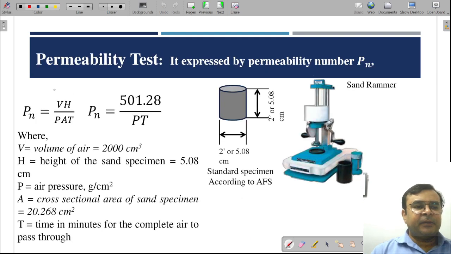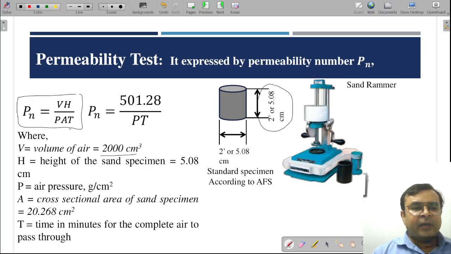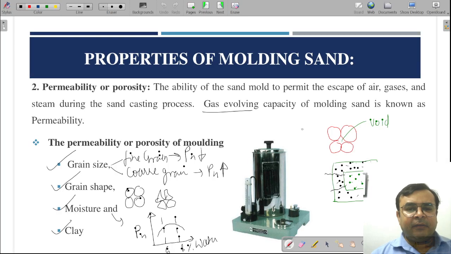Permeability is represented by the permeability number, Pn = V·h / (p·A·t), where V is the volume of 2000 cc of air that can be moved through the standard specimen, h is the height of the specimen, which is 2 inch, that is 5.08 cm, p is the pressure, A is the area of cross section of this standard specimen, and t is the time taken to pass this 2000 cc of air. For this we have an instrument like this. This is a permeability tester.